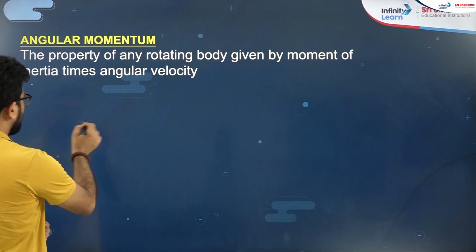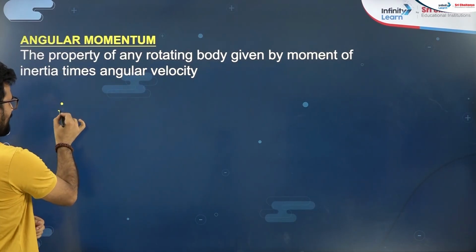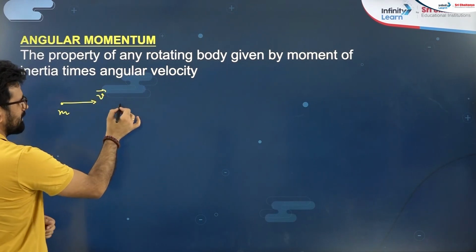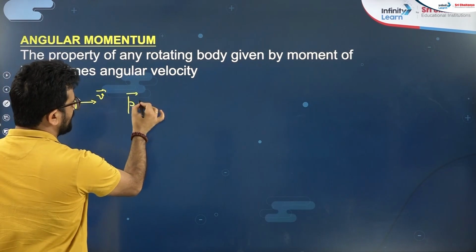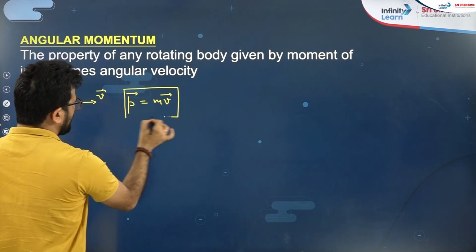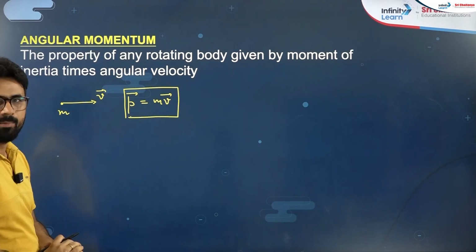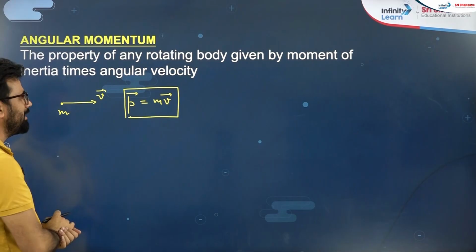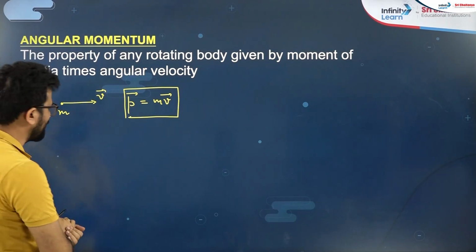Suppose this particle has mass m and it is moving with velocity v, so we can say it has a momentum p equal to m into v. That is a very simple thing, the linear momentum. Similarly, analogous to this, we have angular momentum. What is the meaning of angular momentum?